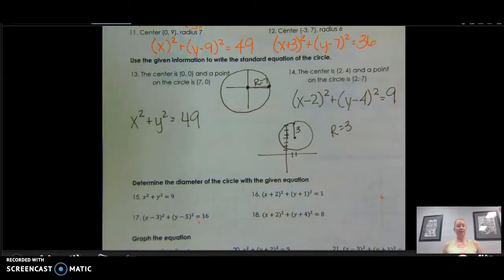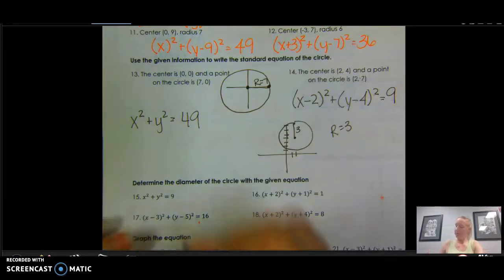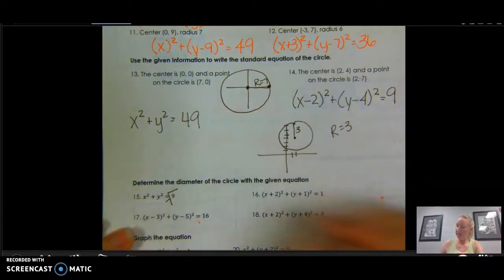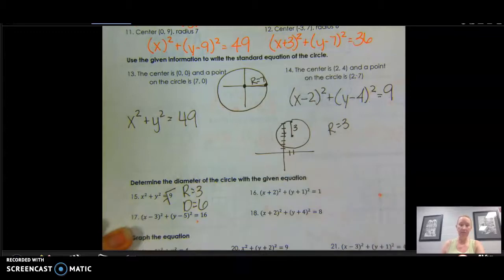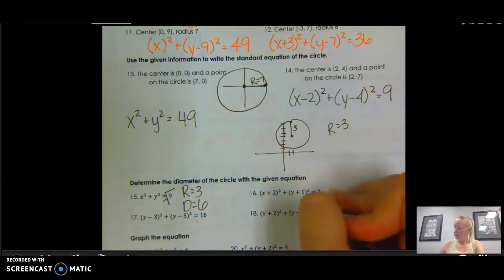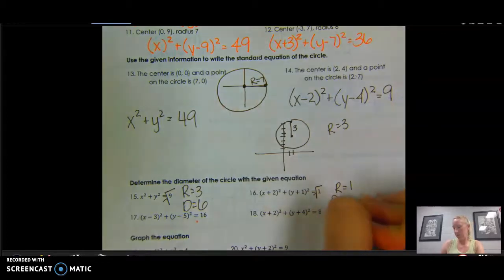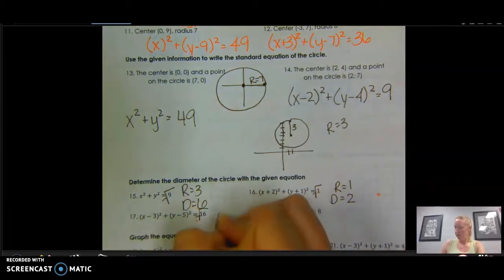Determine the diameter. So diameter is just taking your radius and doubling it. So we're just going to need the radius here. So the radius equals 3. Therefore, the diameter is double that at 6. Radius here is square root of 1, which is just 1. So diameter would be 2. Radius here is 4. So diameter here would be 8.